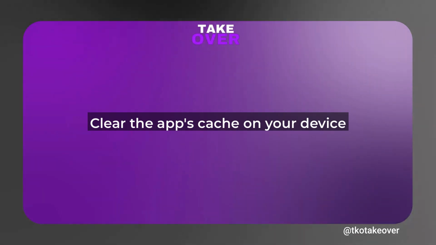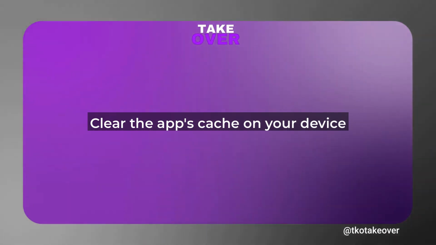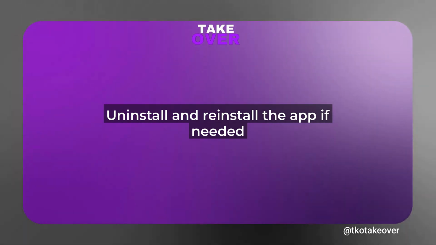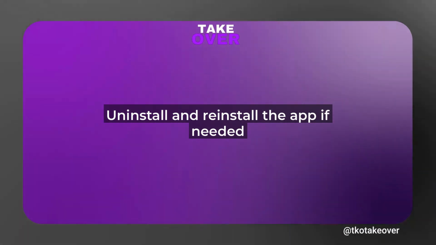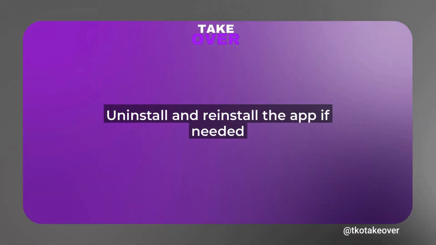On Android, go to your phone's settings, then Apps, select Goodbudget, and choose Storage to clear cache. For iPhone users, you can offload the app or just force close it from the app switcher.